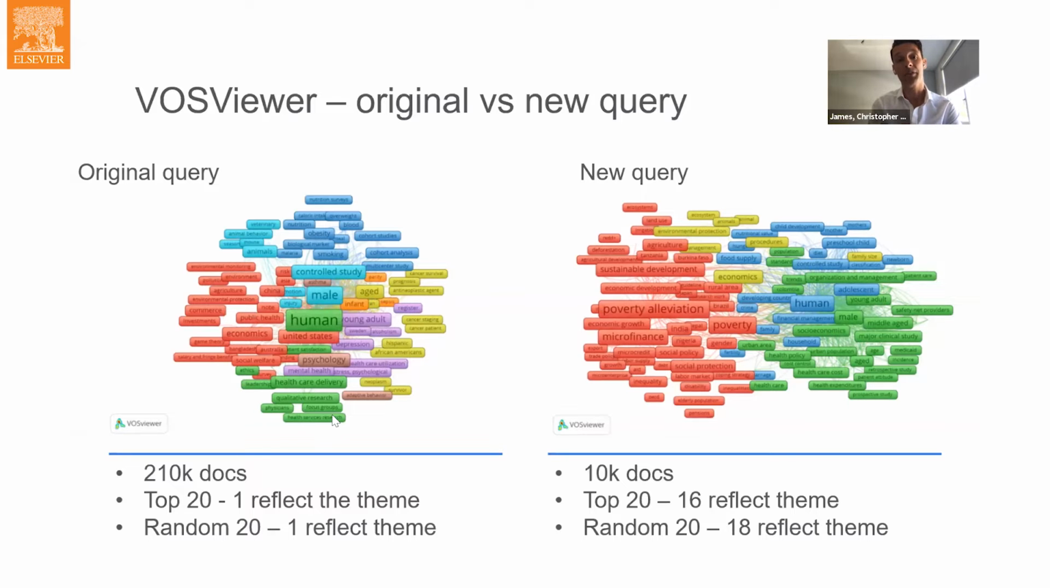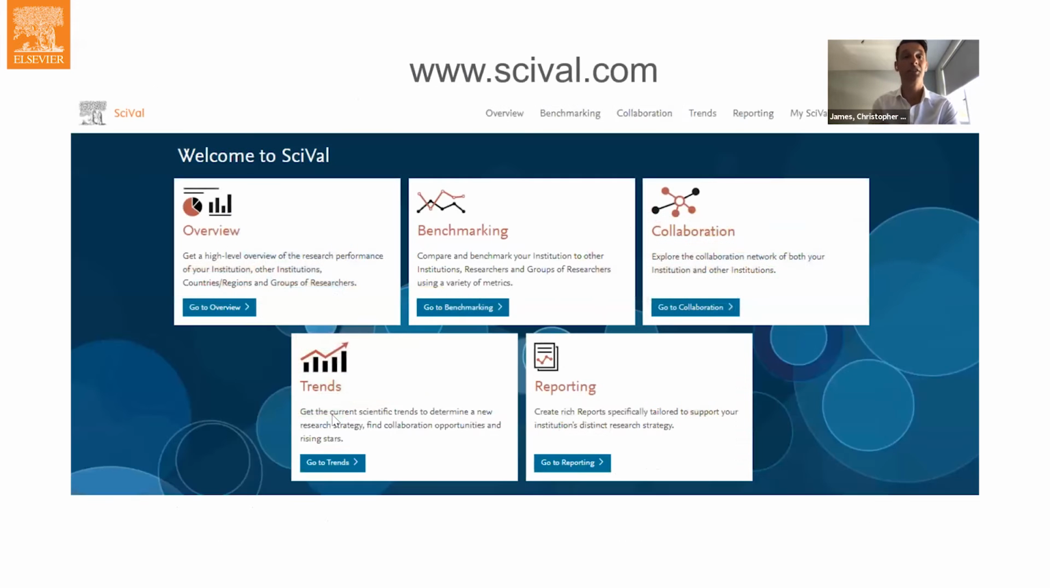So far more documents on the original query, with only 2 articles out of 40 reflecting the themes. And on the right-hand side, you can see that 16 out of the 20 reflect the theme when you're looking at the top 20, and from a random 20, 18. So a much better set of results. Not precise, so it can be better, but still way, way better than what was there before.